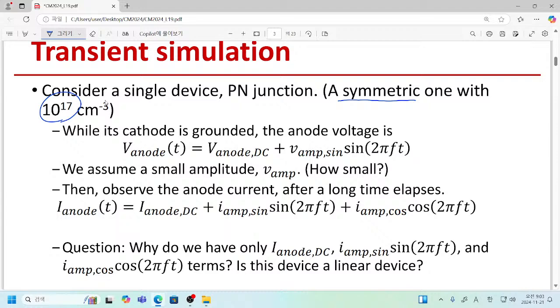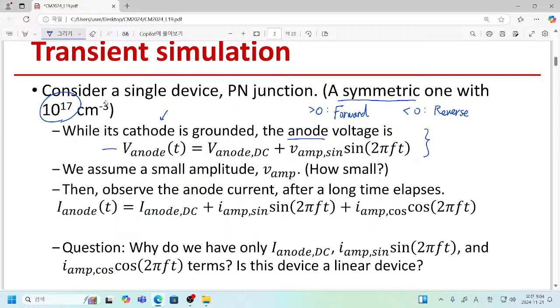Let's say that your cathode is grounded and only the anode voltage is varied. So this is a typical situation, and when anode voltage is positive, we call it forward mode operation, and when anode voltage relative to the cathode voltage is negative, then we say that this is in its reverse mode.